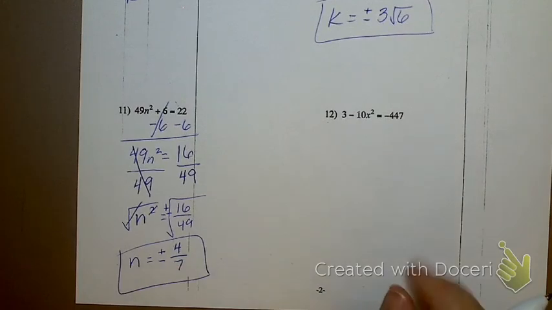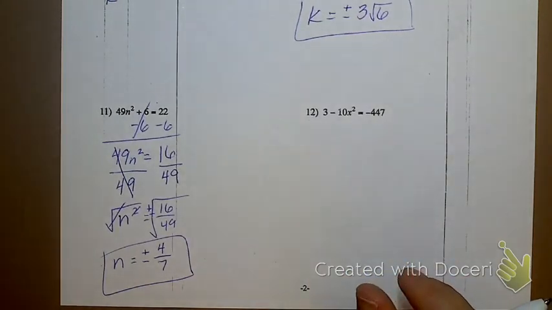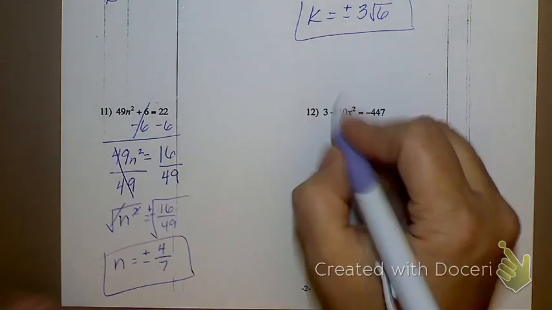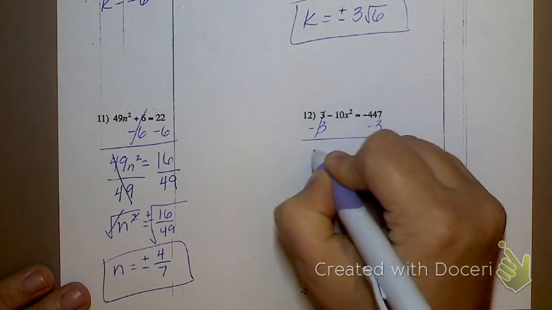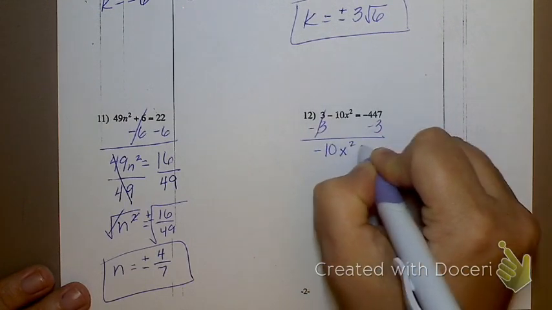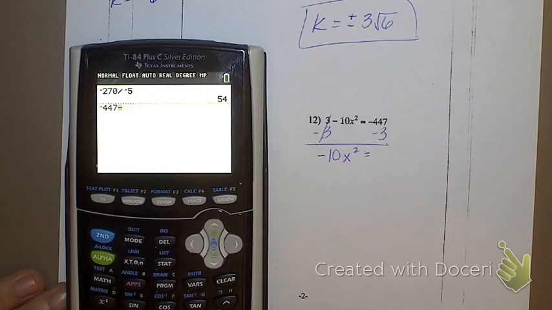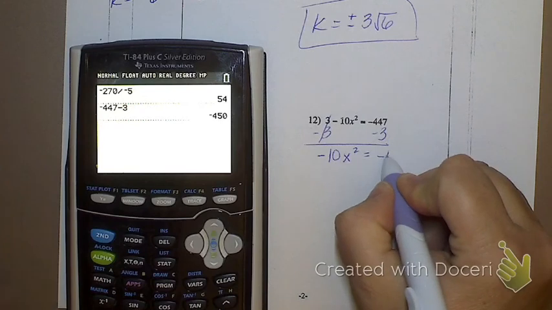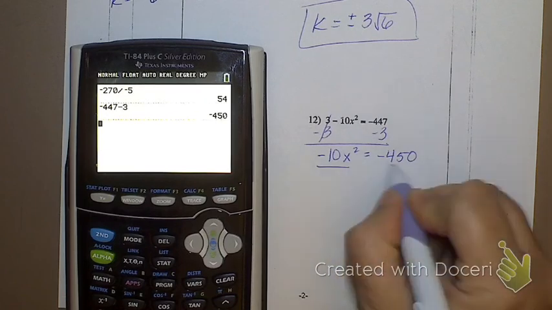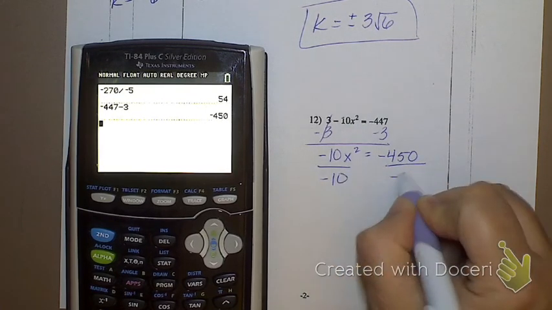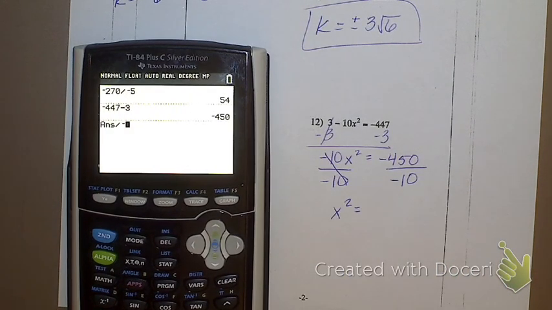Okay? All right, last one. What do I need to do? You subtract 3. Because what am I trying to do? Get x squared by itself. So we're just going to start moving stuff over. Negative 447 minus 3. Make sure you're going the right way to get negative 450. Now what? You divide by negative 10 on both sides. That gives me x squared equals 45.